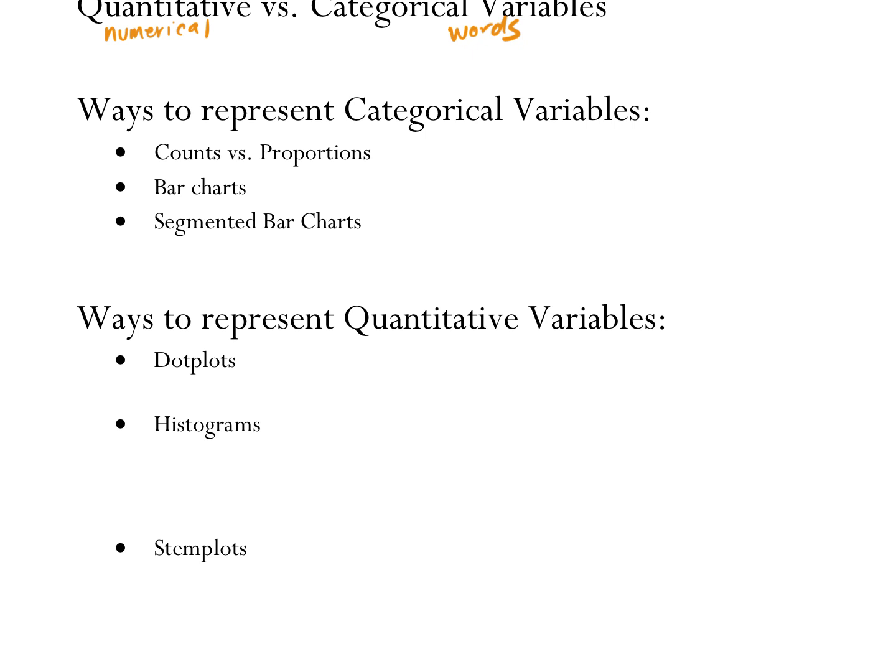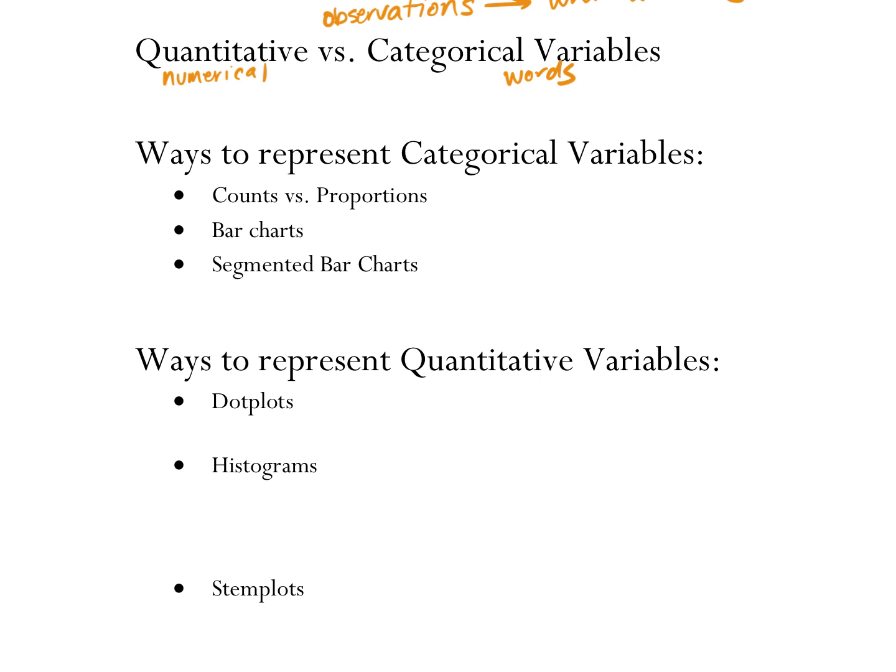So, when we represent categorical variables, we typically represent them as either counts or proportions. Certainly proportions are better, okay? And if I wanted to come up with a visual or graphical representation, it's almost always going to be a bar chart or a segmented bar chart.